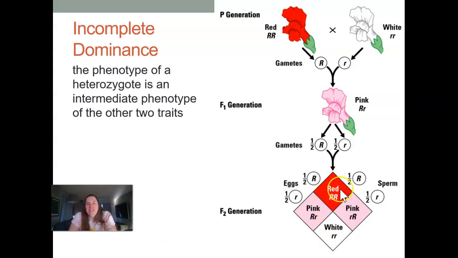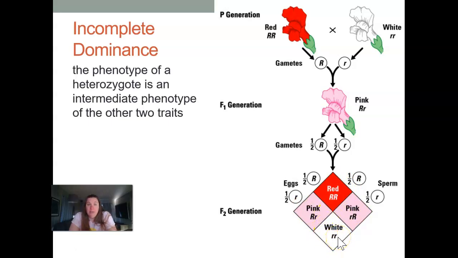All right, we're going to see that genotype ratio show up 1 to 2 to 1. Remember that genotype ratio is different than our phenotype ratio. So our genotype ratio is 1 homozygous dominant, 2 heterozygous, and 1 homozygous recessive.